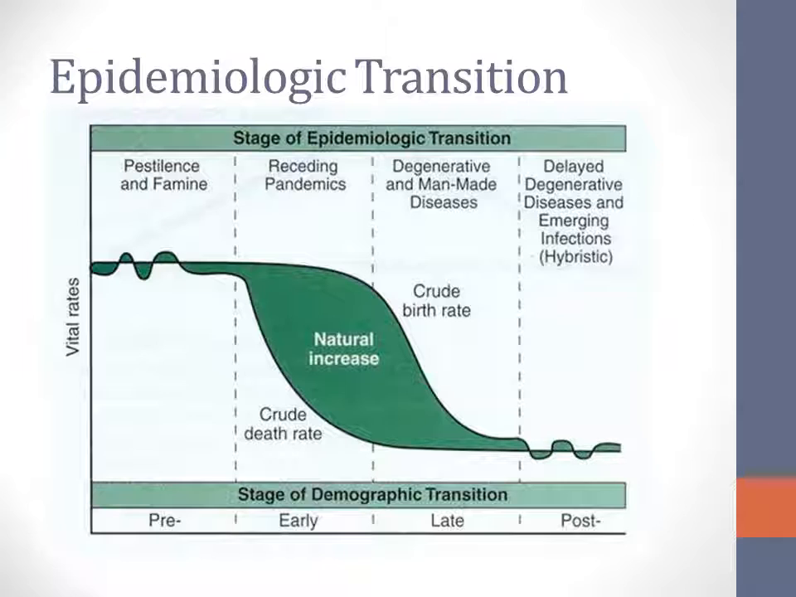Stage 1 is related to the low growth period of the demographic transition. At this stage, mortality is high and infections and parasitic diseases were the principal causes of death. Life expectancy was low, probably 20 to 40 years. Accidents and attacks by humans and animals were also prevalent.